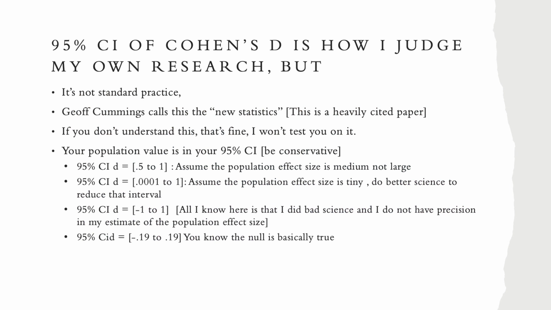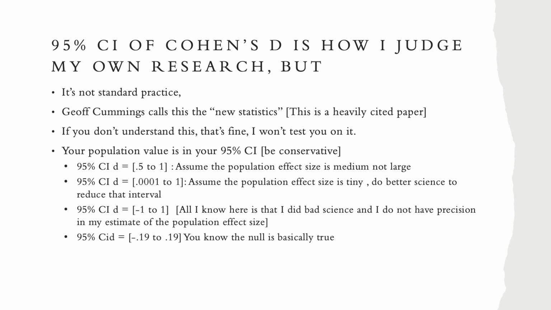So 95% confidence intervals, how do you use them? I use them in my own research. It's not standard practice yet. You don't have to do it, but ultimately, when you're using these intervals, you understand that anywhere inside the interval, the true population Cohen's d could exist, and so we have to be conservative.